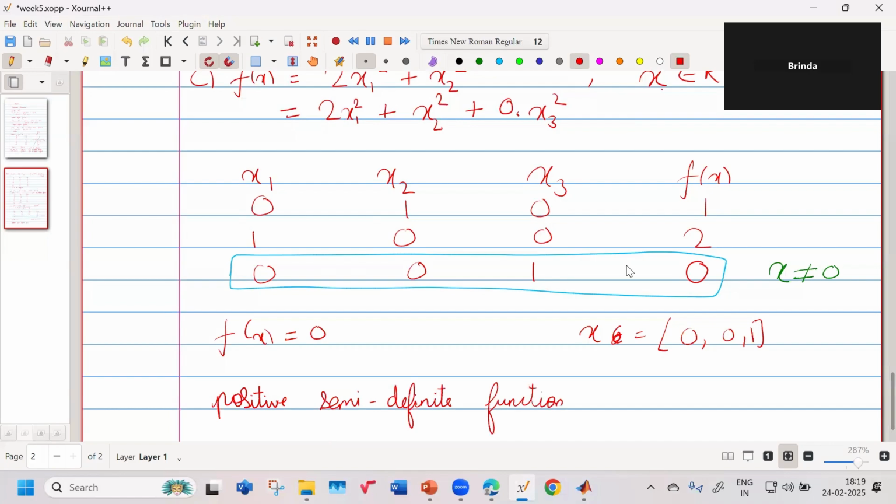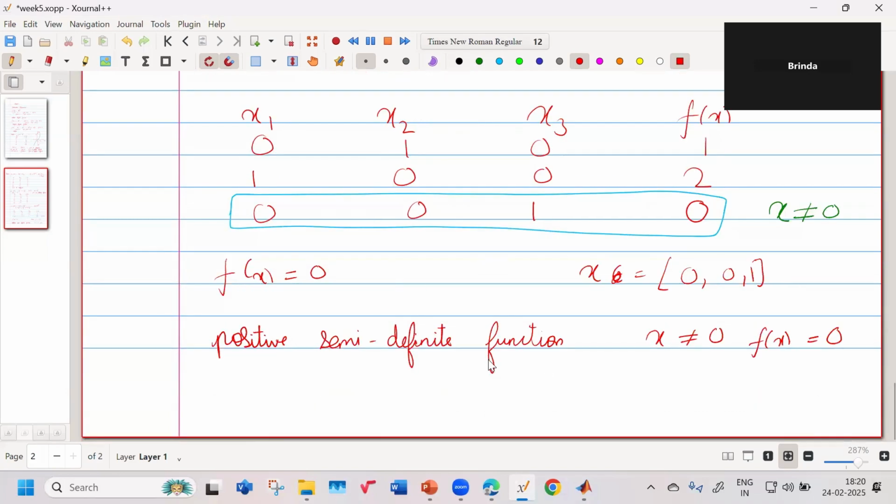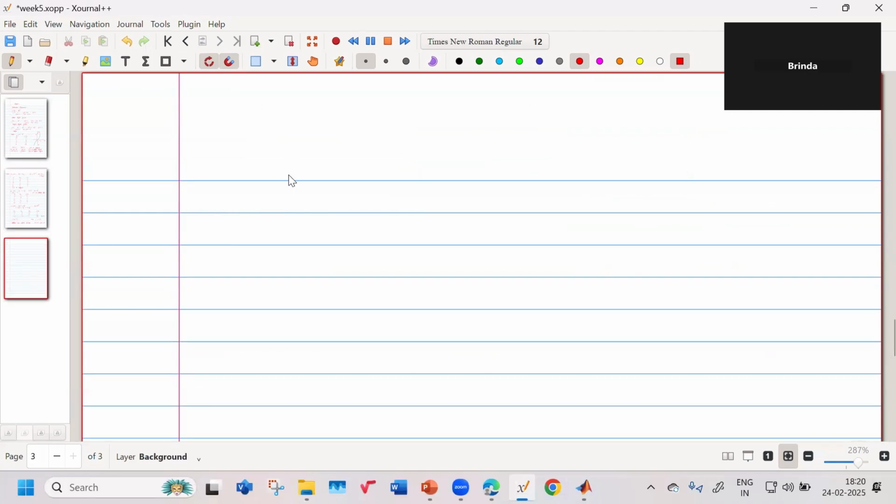So when x is not equal to 0, there are some cases when f of x is equal to 0. That is why it is a positive semi-definite function. And f of x in other cases is greater than 0. It is never negative. So that's why it is a positive semi-definite function. Okay, so proceed to the next question.